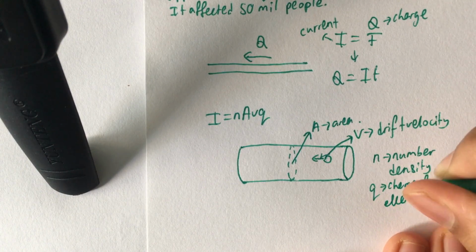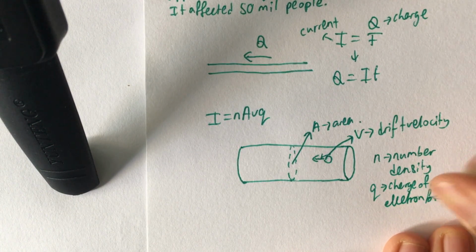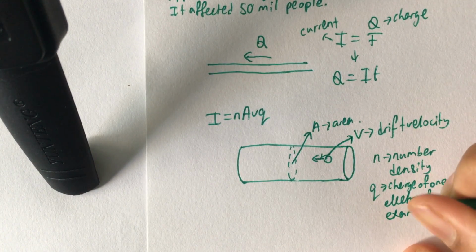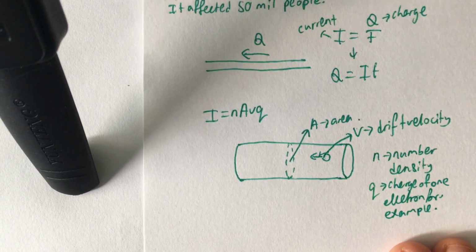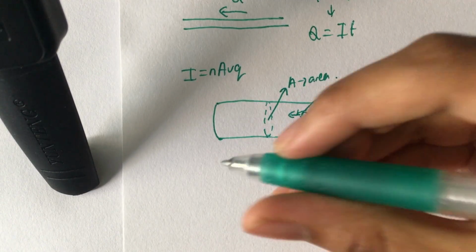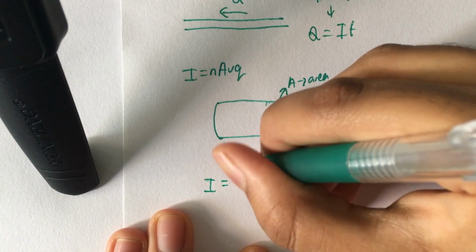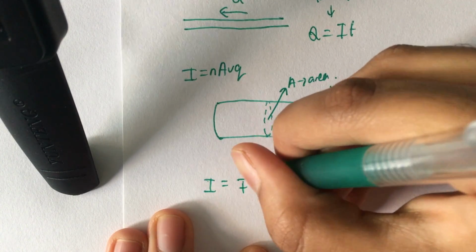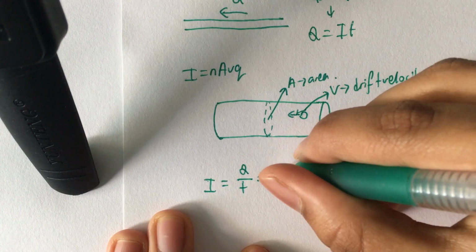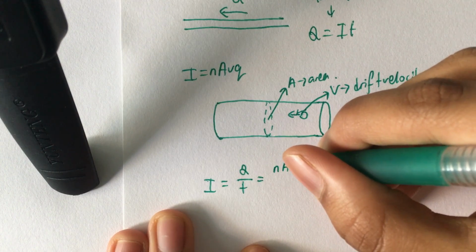So the reason why it's written as I equals to NAVQ is, if you look at the original equation, I equals to Q over T, the big Q is the total charge, and that would be equal to N times q, right?